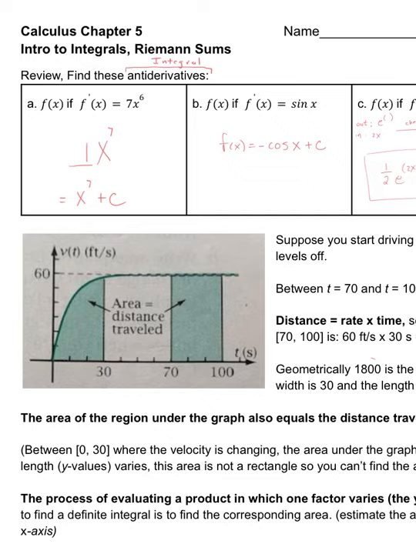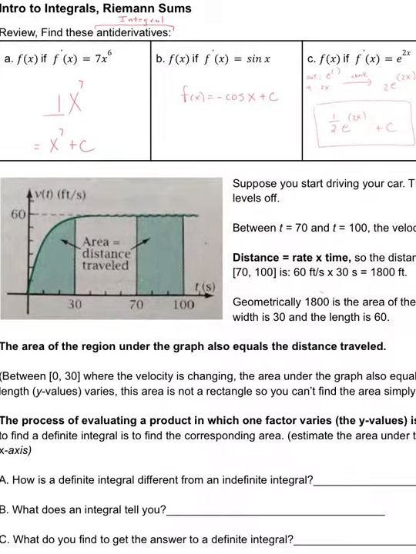Okay, we know that distance is rate times time. So let's specifically look at the interval from 70 to 100. Okay, the time is 30 seconds. The rate is up here at 60. So if we take the rate, 60, times the time, 30, we get 1800. All right, and if we find the area of this rectangle right here between 70 and 100, we take the base, 30, times the height, 60. We also get 1800. Okay, so right here, let's read along.